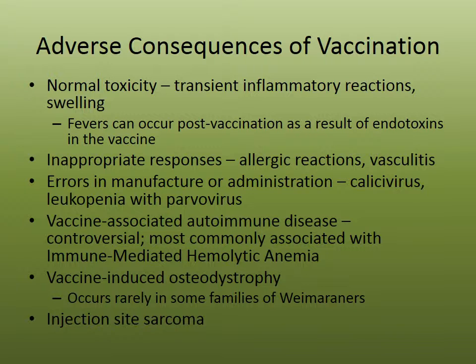There's something called vaccine-induced osteodystrophy. Luckily, I've never seen this, but it has been reported rarely in some families of Weimaraners. And then I talked about this briefly, injection site sarcomas, so that's most common with cats getting their leukemia vaccine, but certainly they can happen with other vaccines in other species.